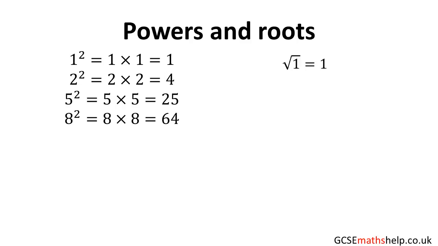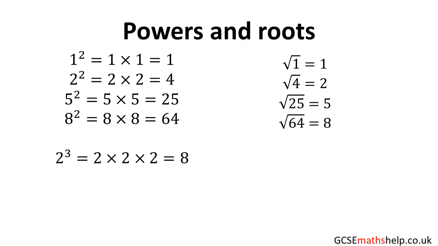If we now look at what square roots are, the square root of this number here would give you the number here that you originally started with. So when you say what's the square root of 1, you're thinking what number times by itself gives you 1, and the answer is 1. What number times by itself gives you 4, and you get 2. What number times by itself gives you 25, the answer is 5. And what number times by itself gives you 64, the answer is 8.